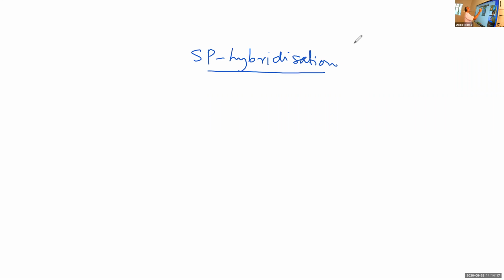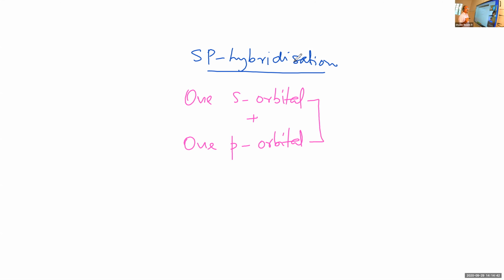sp is, can you say? It is the hybridization involving one s orbital and one p orbital. Only two orbitals are used for hybridization, so we will get two sp hybrid orbitals. The hybridization is sp, and there will be two sp hybrids of the same type.